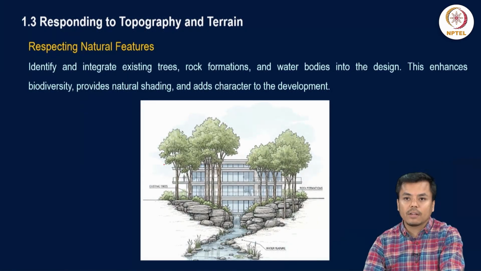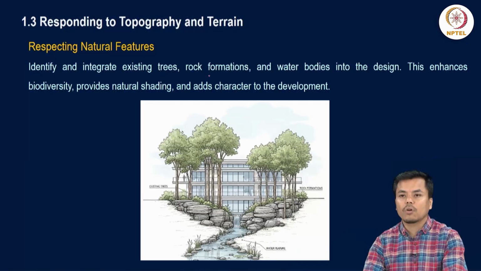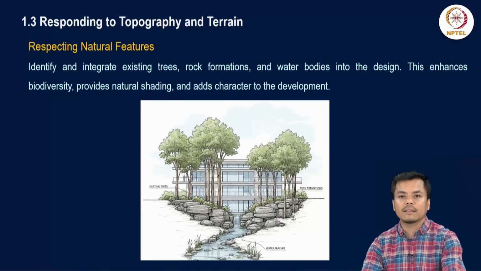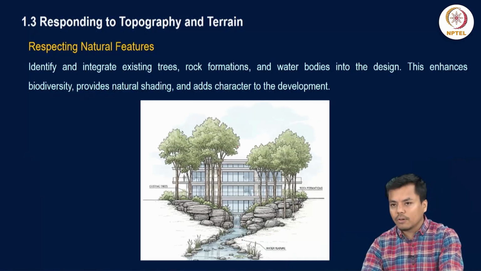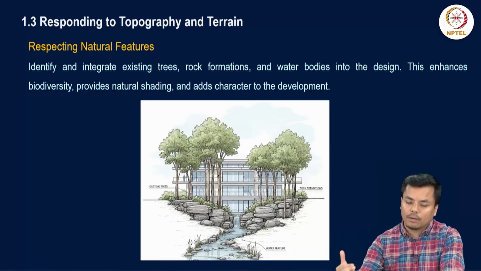Then respecting natural features, that is identifying and integrating the existing trees, rock formations and water bodies into the design. This enhances the biodiversity, provides natural shading and adds some character to the building. So if you have a building and you showcase it with the existing natural features, how would your building look in this context?